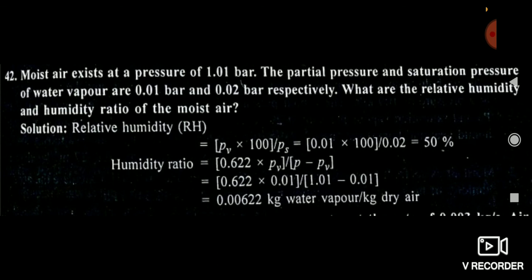First you have to calculate the absolute humidity by considering the 0.01 bar pressure, and in the second case you have to calculate the saturation humidity, means the humidity present at the saturation stage of water vapor, that is the humidity present at 0.02 bar. So in the second case you calculate the humidity 0.622 into 0.02 divided by 1.01 minus 0.02, you will get the humidity in the second case also, and you take the ratio of the first humidity and second humidity, you will get the humidity ratio.